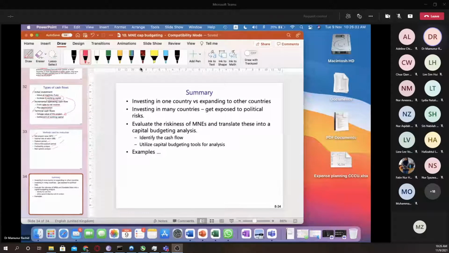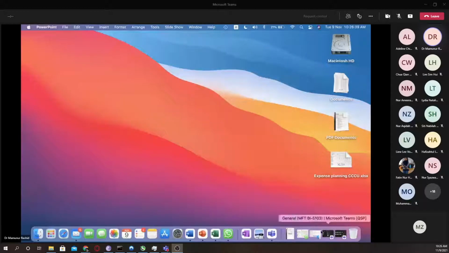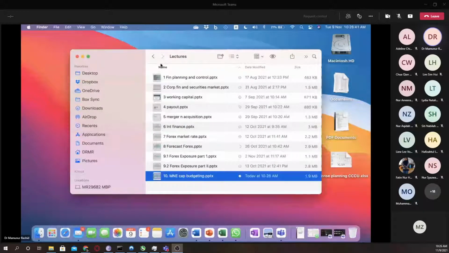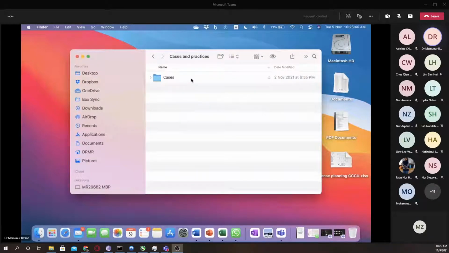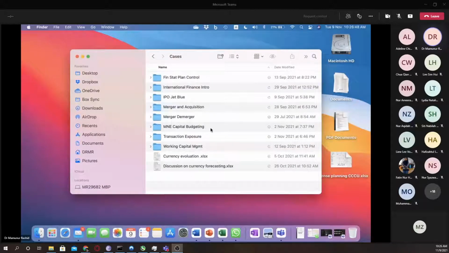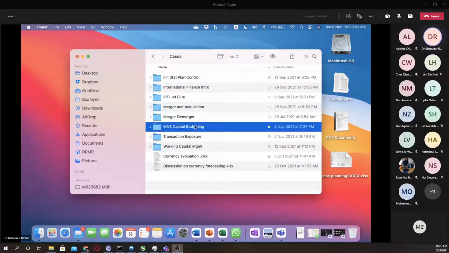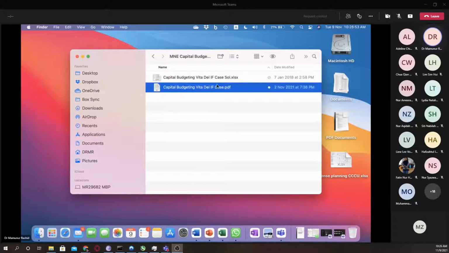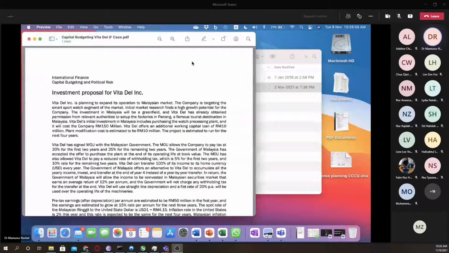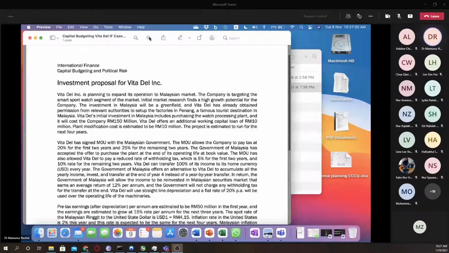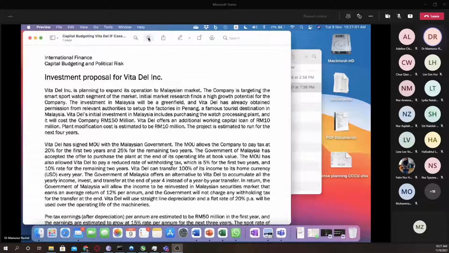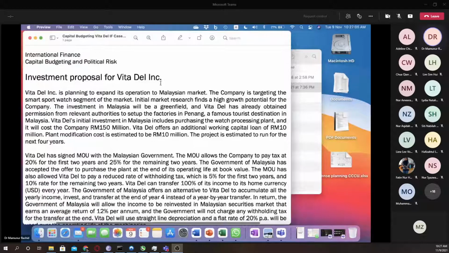We will now go to one of the cases that we have uploaded online already. You can find it. It's, I think, Vita Dell Incorporation. Let me find the actual problem and solution. I have uploaded both, so you can download them. Capital budgeting problem. I think this is the one, the Vita Dell Incorporation. So I'll go through the case first, and then we'll show you how the solution is done.